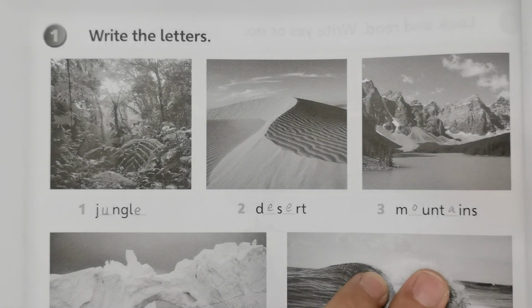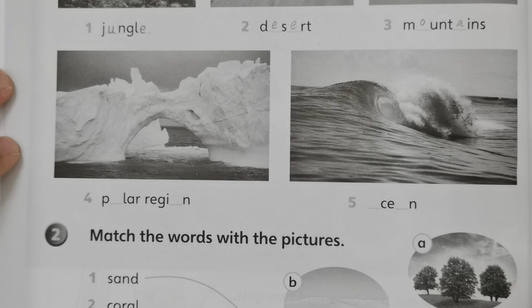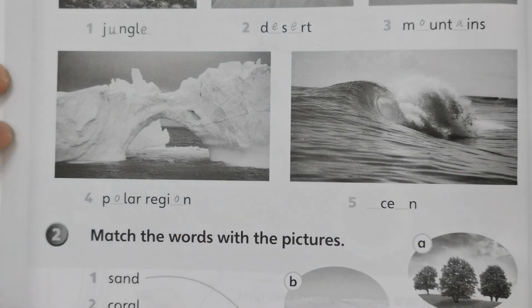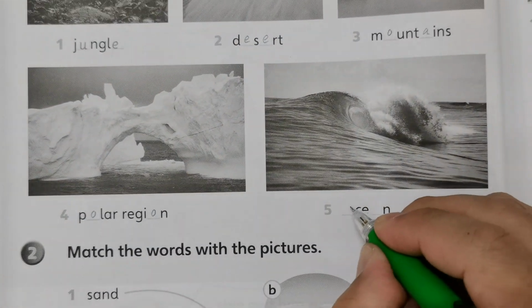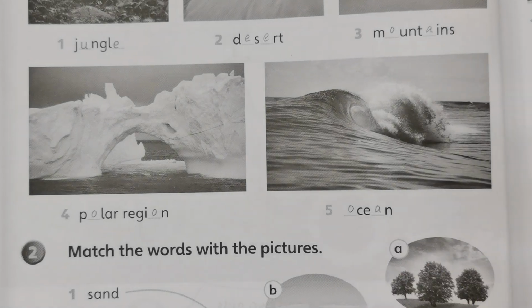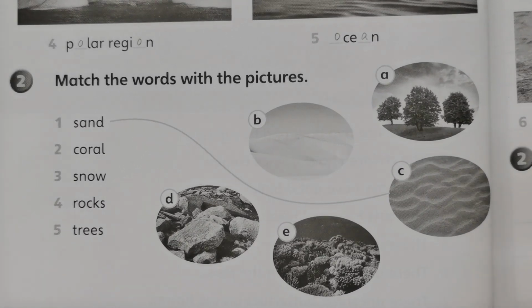M-O-U-N-T-A-I-N-S. So mountains. And then we have this, whether North Pole or South Pole. So this is polar region. And then we have this ocean. So ocean. And then we go to activity 2.